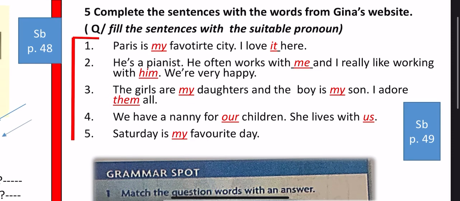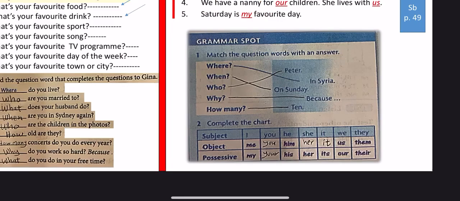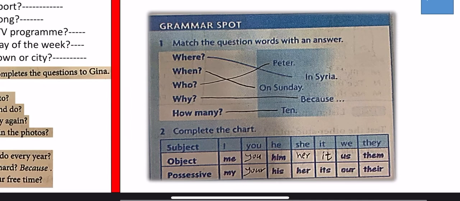Yes. 5. Complete the sentences with the word from Gina's website, or fill the sentences with the suitable pronoun. هنا يعني يطلب من عندنا نملى الفراغات بالضمير المناسب. نشوف الجملة هل يا ترى هذا الضمير ضمير تملك لازم بالجملة، أو ضمير فاعل، أو ضمير مفعول به. نلاحظ بالبداية هنا ضمائر. يلا نشرح هذا السؤال.